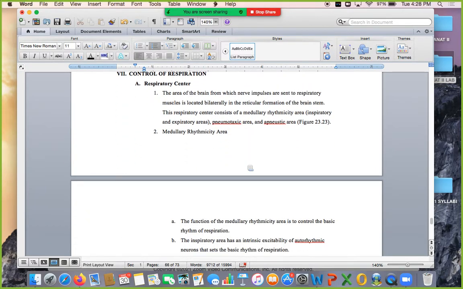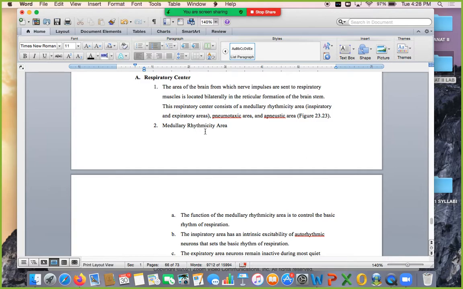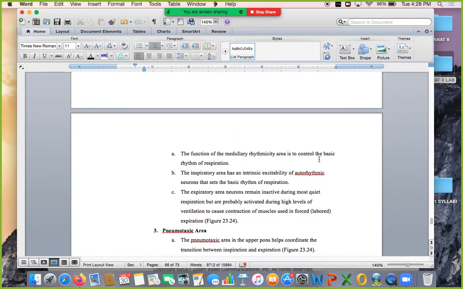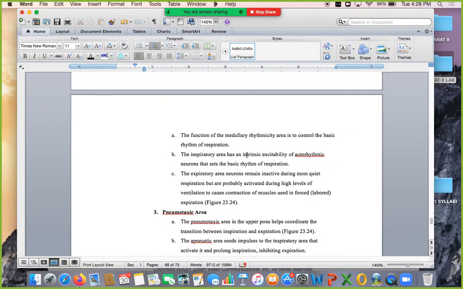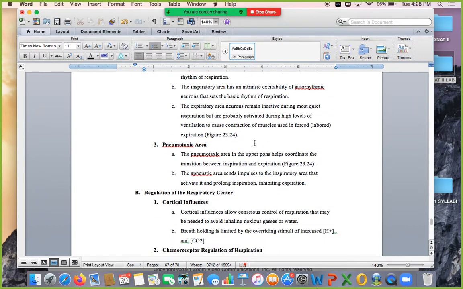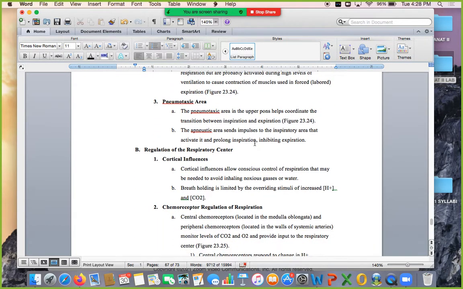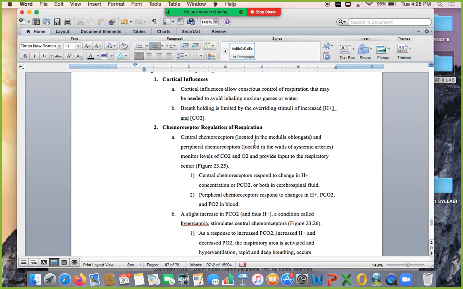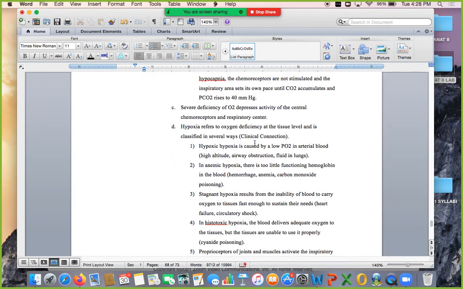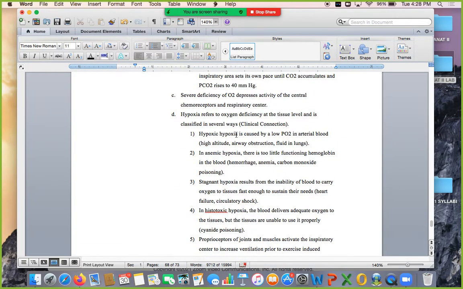All right, so there's a respiratory center in your brain, and it's the medullary rhythmicity area that is going to be responsible for controlling basic respiratory rhythm. I'm going to skip through all of the brain stuff. Well, okay, except for hypoxia.